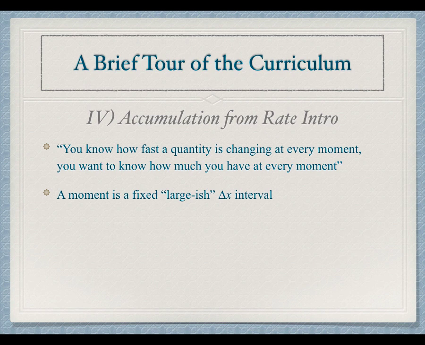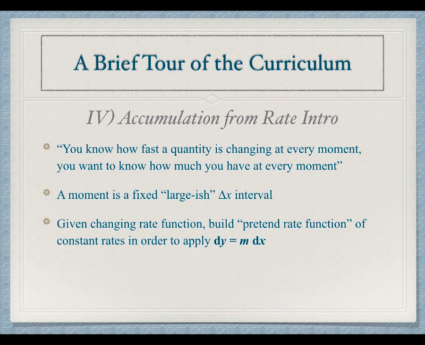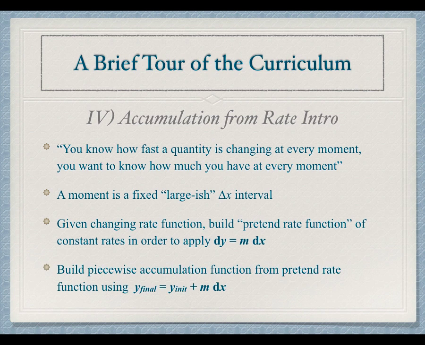So a moment now is a fixed, largish delta x interval. And given a changing rate function, we're going to build a pretend rate function of constant rates in order to apply the dy equals mdx. And then from that, we're going to build a piecewise accumulation function from that pretend rate function using those constant rates. So that y final equals y initial plus mdx.